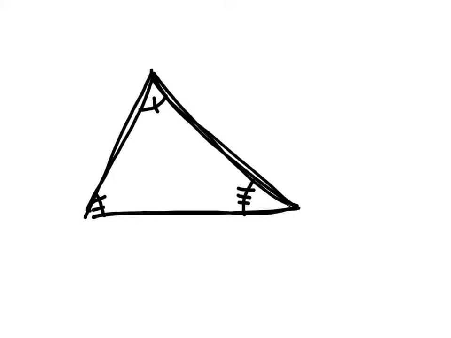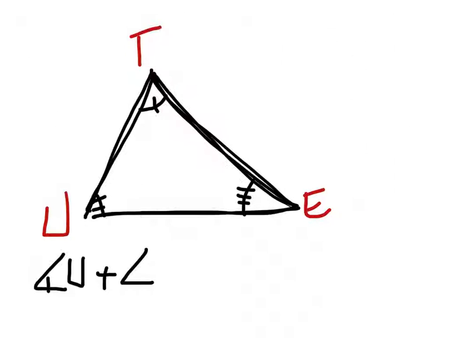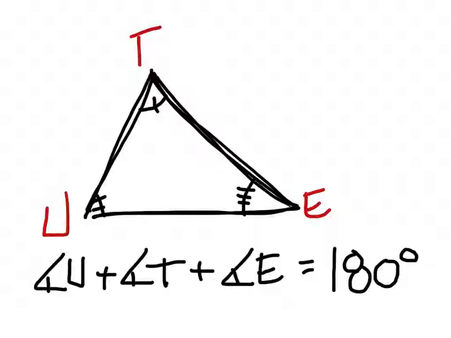all of these angles, and usually they'll name this triangle something like, I don't know, just three random letters. So you've got triangle UTE, and if we took angle U and added it to angle T, and then added it to angle E, it doesn't matter what kind of triangle it is, as long as it's closed, all three angles will always add up to 180 degrees. Now, some of you remember from 7th grade that this means these three angles have a supplementary relationship. It's always going to be 180 degrees.